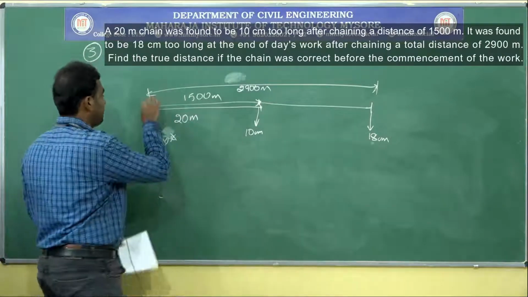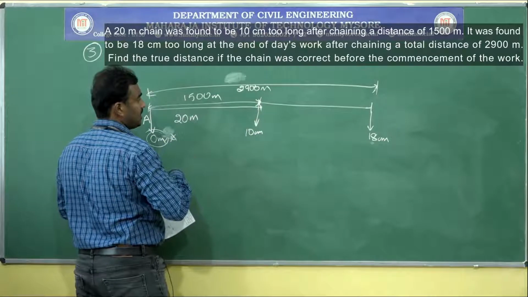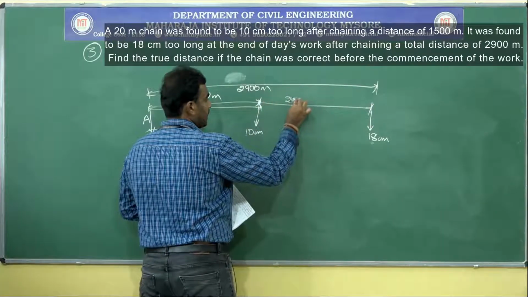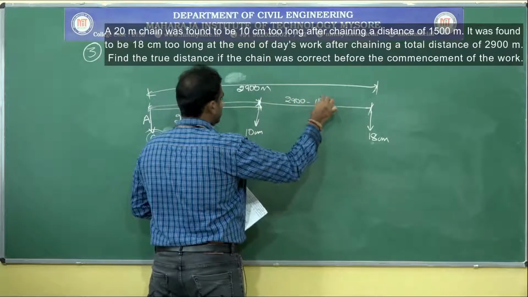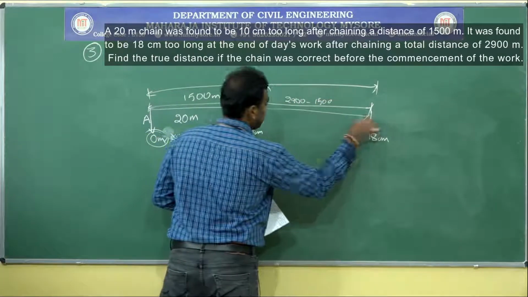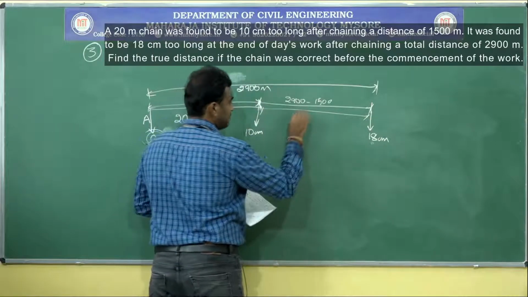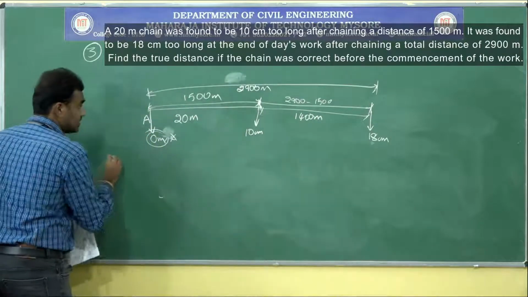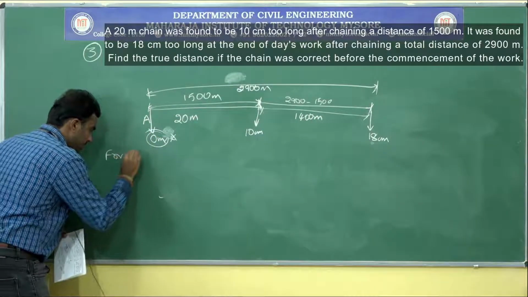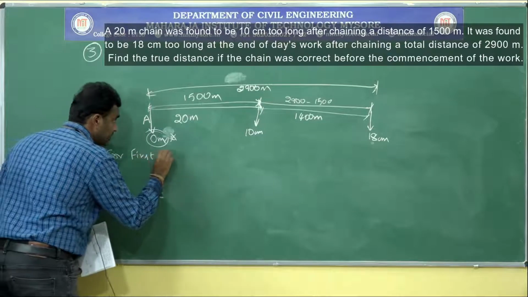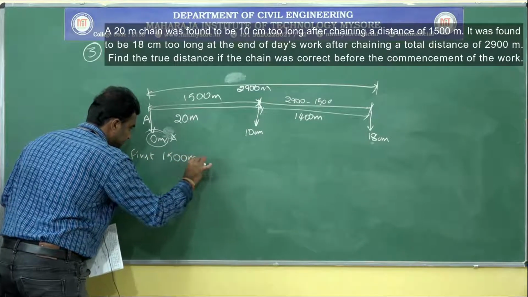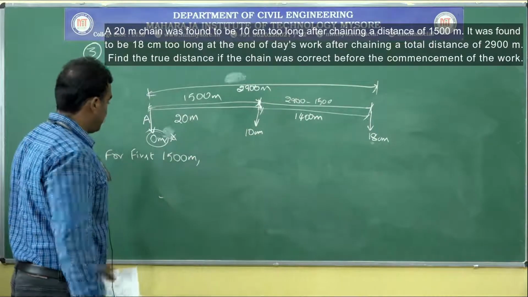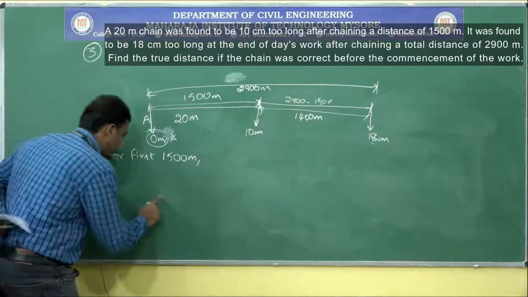Let us consider it bit by bit. Let us first consider this bit, and next this bit, that is 2900 minus 1500, which is the second bit. It will be around 1400. So first, for the first 1500 meters, let us find out the true length. Let me write out the given data here.